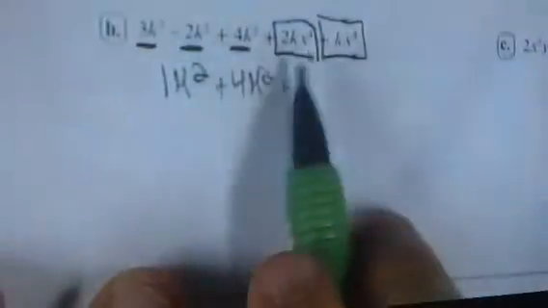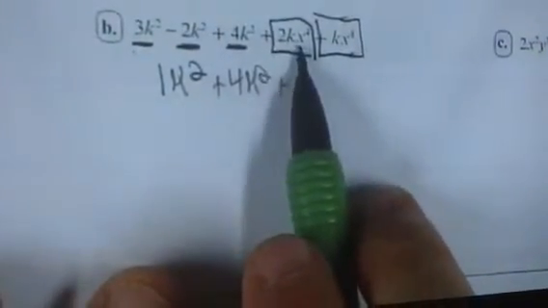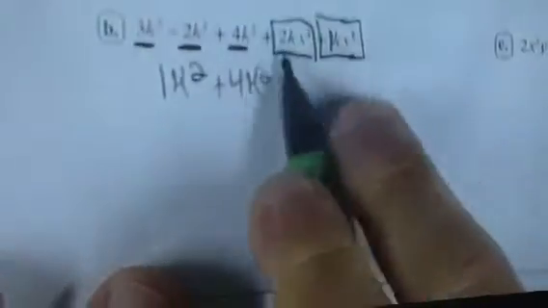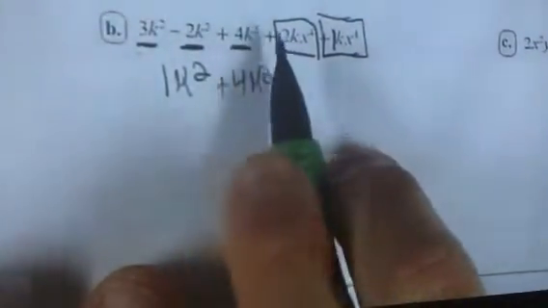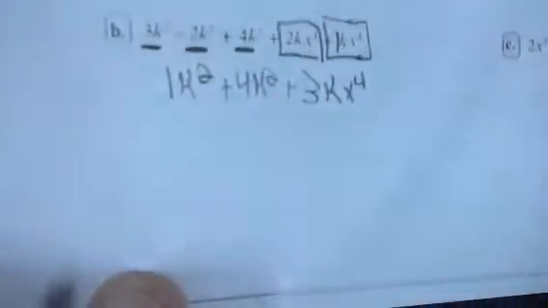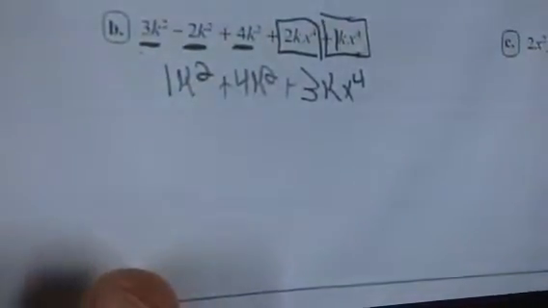Plus, I could go ahead and combine these two. 2kx to the fourth plus, again, there's an understood 1 right here, plus 1kx to the fourth. Those have the same variables raised to the same power. So 2 plus 1 gives me 3kx to the fourth. I'm just combining the coefficients right there.